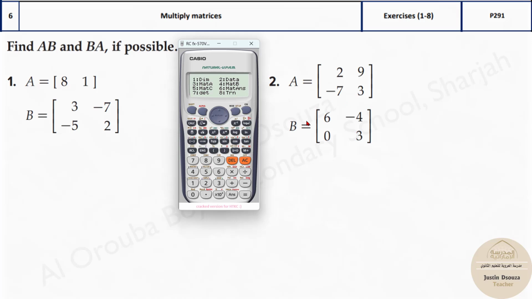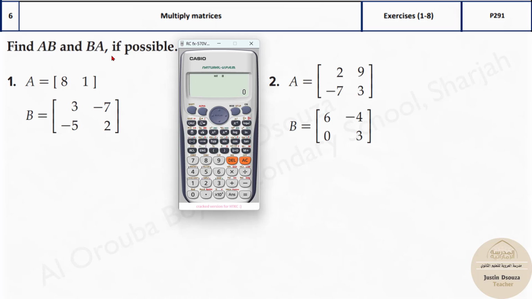Now we have another matrix. Don't press matrix B, this is not the one. You need to press 1 for dimensions and then put in matrix B by option 2. Now here, it's again a 2 cross 2 matrix. So let's press 5 and type in the matrix. 6, minus 4, 0, and lastly we have 3. Now both the matrices are saved and all you need to do is multiply.